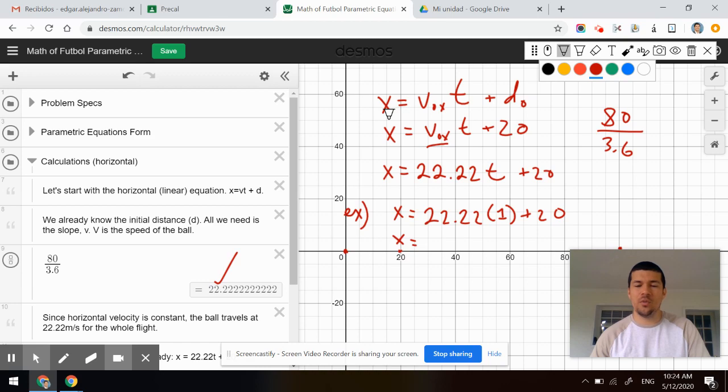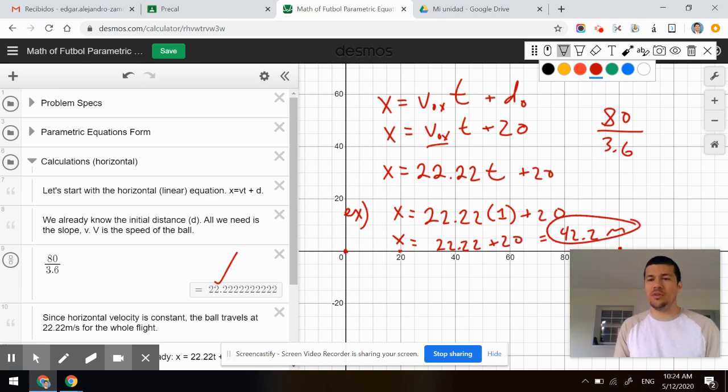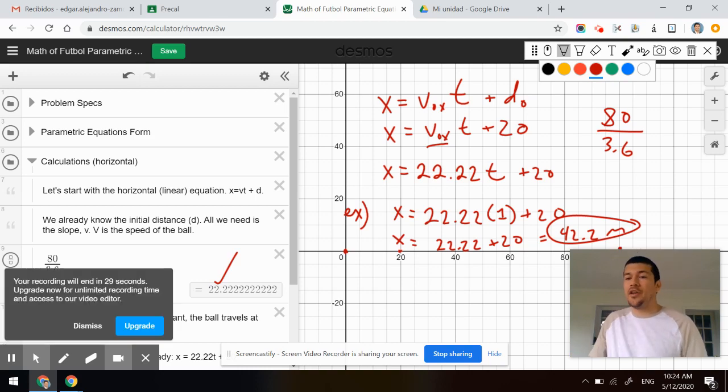All right, so after 1 second, well, 22.22 times 1 is 22.22. Add 20, and you get 42.2 meters is how far the ball has traveled. So the ball is going to travel 22 meters every second. So that's constant. Then you just add your initial distance from the goal, which was 20. So in other words, after 1 second, this ball is 42 meters away from the goal. After 2 seconds, you're just going to add another 22.2. After 3 seconds, you add another 22.2. So that's how simple this horizontal displacement works.